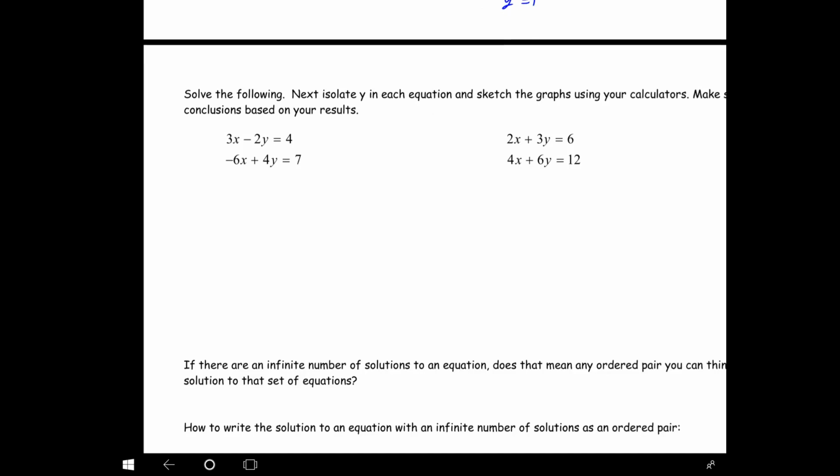So next piece is solve the following. After you solve, isolate y in each equation and sketch the graphs using your calculator. Make some conclusions based on your results.